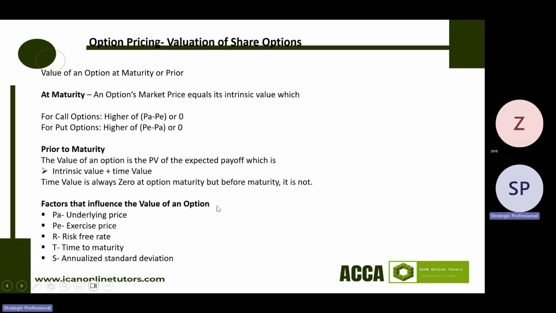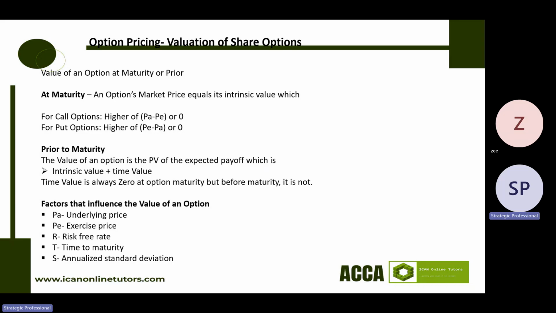So, factors that influence the value of an option. We have one, PA, underlying price. That's the PA you have been seeing. PE, exercise price. R, your risk-free rate, right? T, your time to maturity. And S, your annualized standard deviation. Those are the factors that influence the value of an option. So when you have a question asking the factors that influence the value of an option, in whether an applied form or a direct form, these are the five things. One, the underlying price. Two, the exercise price. Three, the risk-free rate. Four, the time to maturity. And next, the annualized standard deviation. And that is what we'll be using for option pricing, right?